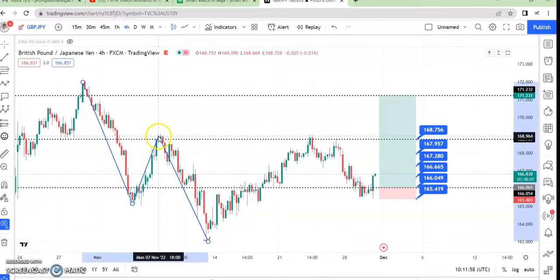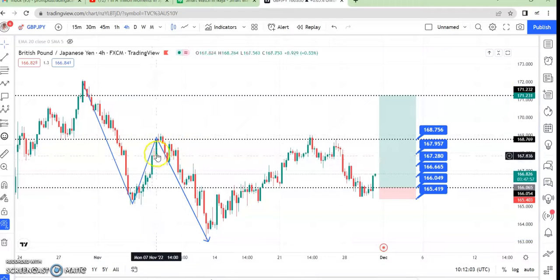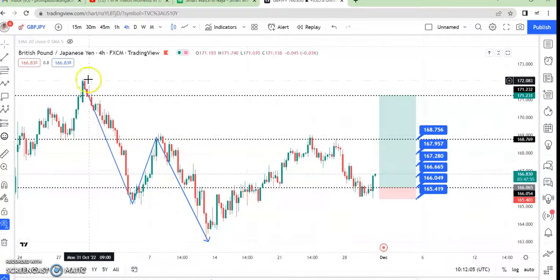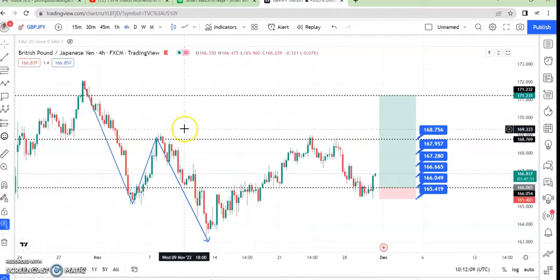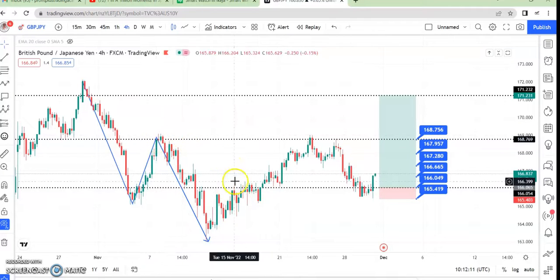But there's something you can see here that gave us a signal to trade it back down: it was forming this ABC pattern, a structural pattern in the market.